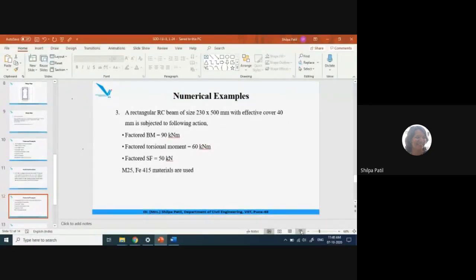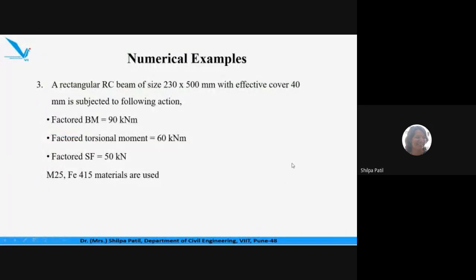Let us solve this problem. Now this problem I am not going to solve. I will simply ask you the values. You have to tell me the values. Okay, because this you will solve right now in the class.